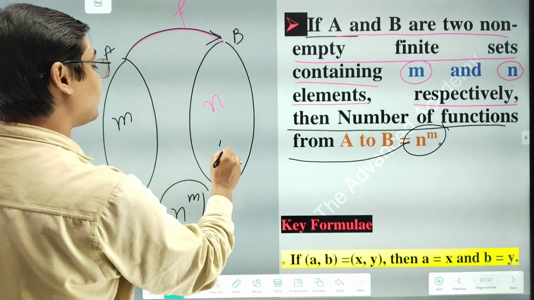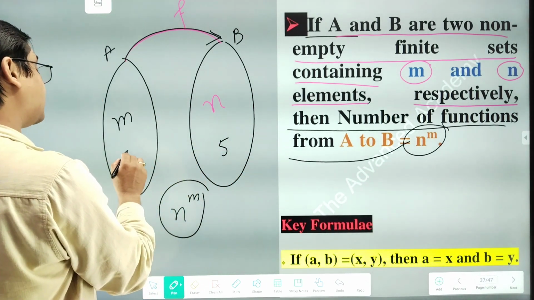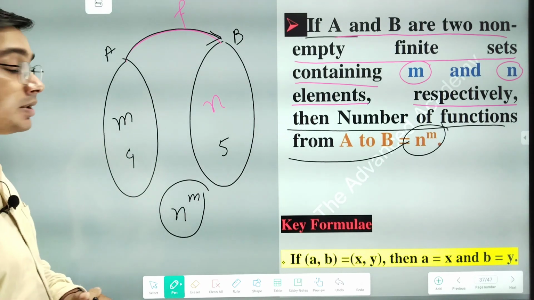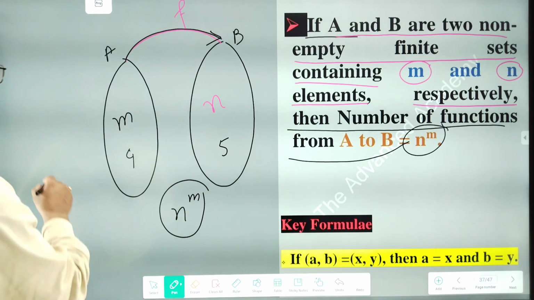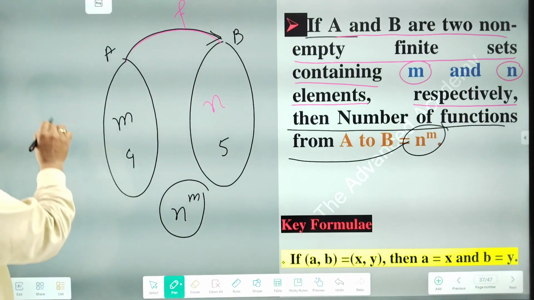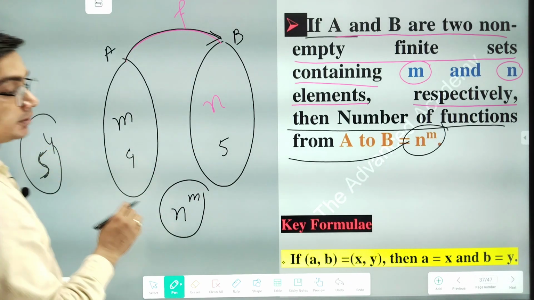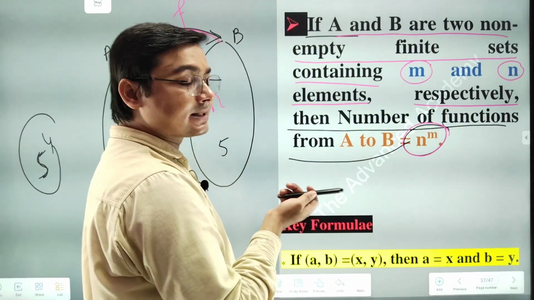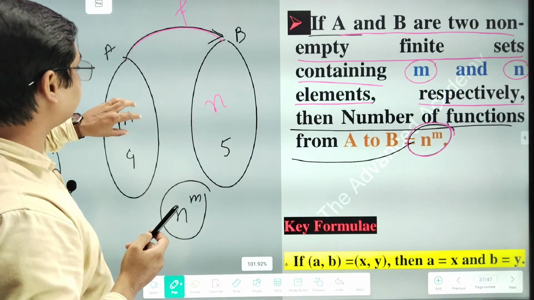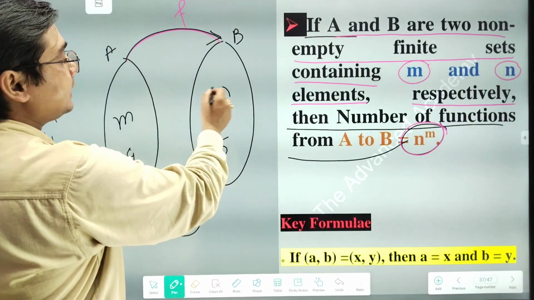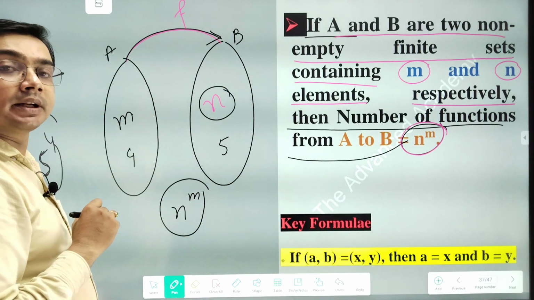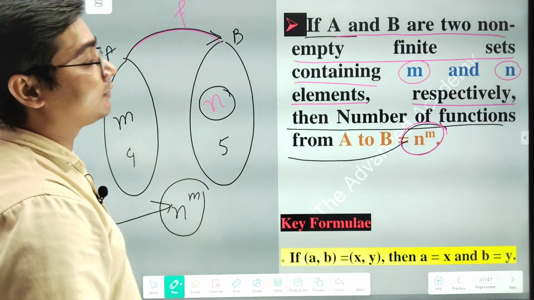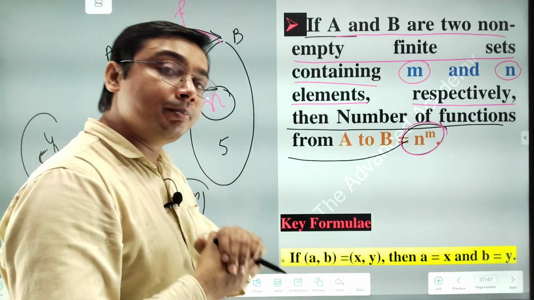That means suppose one set has 5 elements and the other has 4 elements. Then how many functions can we construct from the set A to B? This will be 5 to the power 4. So you remember this formula also. If the first set has m and the second has n, then it is the second's size to the power of the first's size. This is the number of functions we can construct from the set A to B.